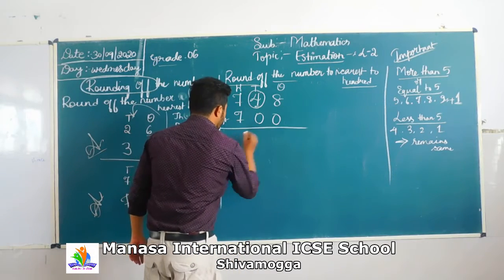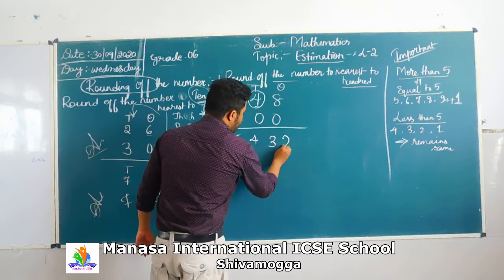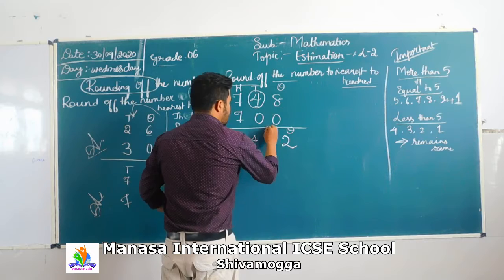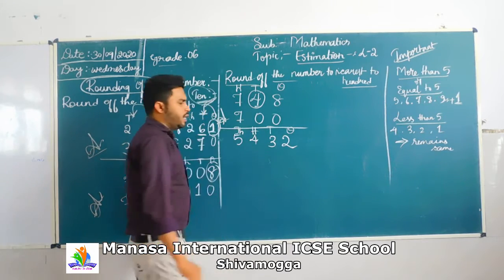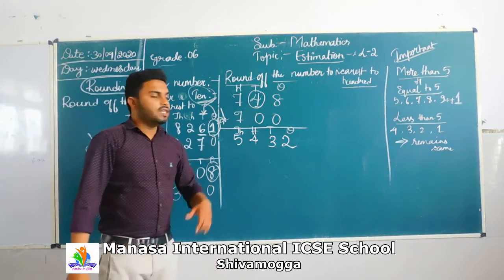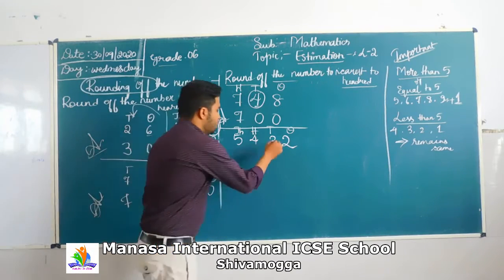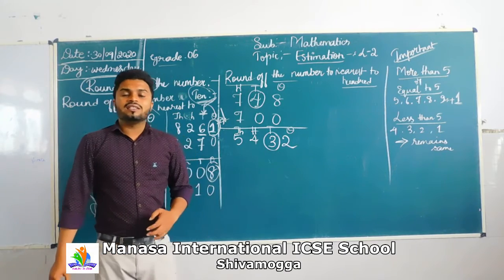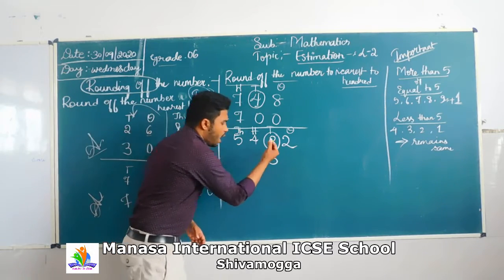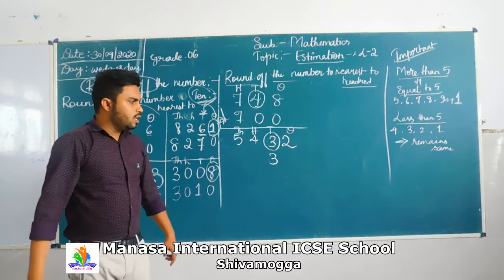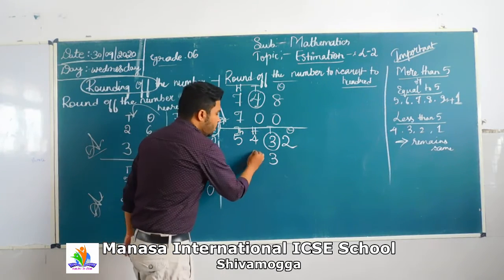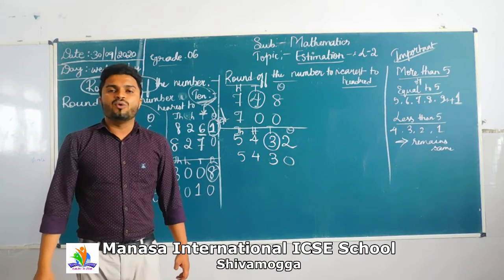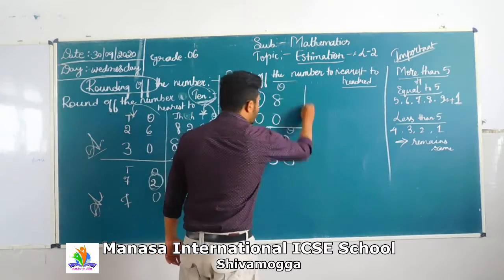Next question. 5, 4, 3, 2. It is in the ones place, tens, 100, 1000. You are going to see the number in the tens place. What is it? 3. It is less than 5. It will be as it is. Done? Yes. And the remaining terms will be, left hand side as it is, and the right hand side will become what? 0. Done? Yes.